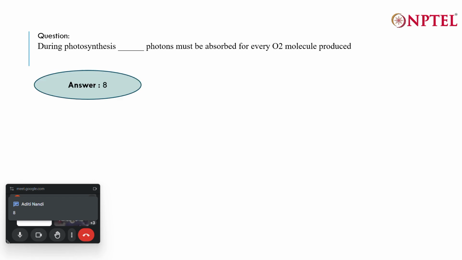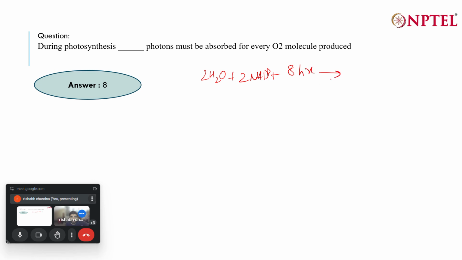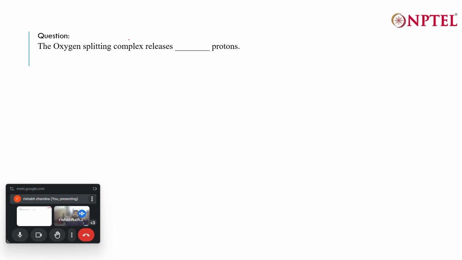Yes, the correct answer is 8. Just now we discussed that for 2 molecules of H2O, 2 molecules of NADP, and 8 photons, we get 1 oxygen molecule, 2 molecules of NADPH, and 2 H plus. So this is 8 photons. Now let's move on to the next question. The oxygen splitting complex releases how many protons?